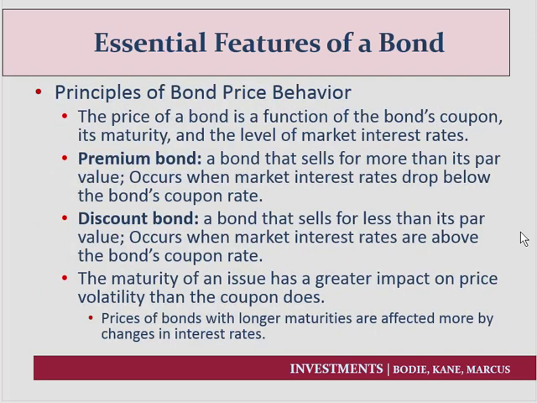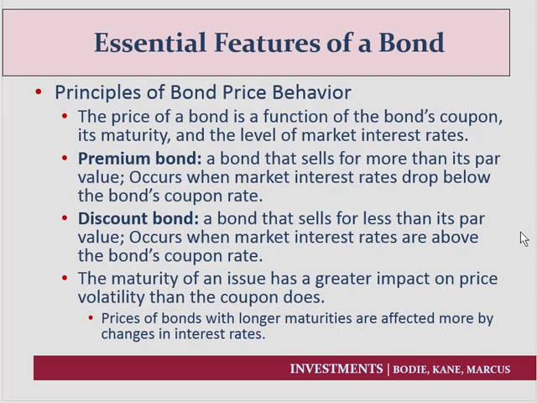So let's think about pricing behavior for a couple of minutes. The price of a bond is a function of the bond's coupon, its maturity, that is how much life is left in the bond, and the level of market interest rates. A premium bond is a bond that sells for more than its par value. This typically happens when market interest rates fall. As interest rates fall, prices rise, and they can rise above the $1,000 par value. The discount bond obviously sells for less than par, and this typically happens when interest rates are rising and rise above the bond's coupon rate. So they've gone above the current yield, essentially, of the bond.